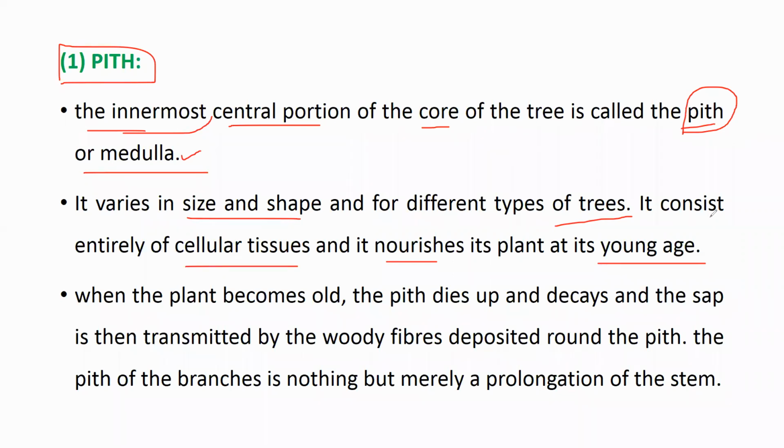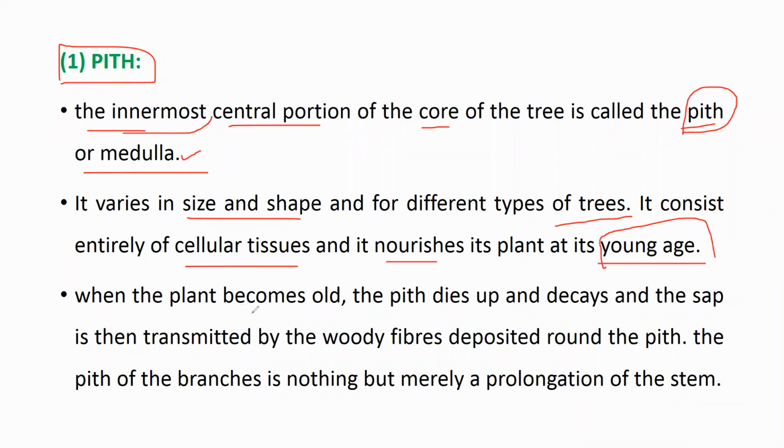When a tree or plant grows for some age, at that time this pith will be in a very active stage, which means it grows in its young age. And as the plant grows and gets older, it starts to become hard. The pith is very active when the tree is young.